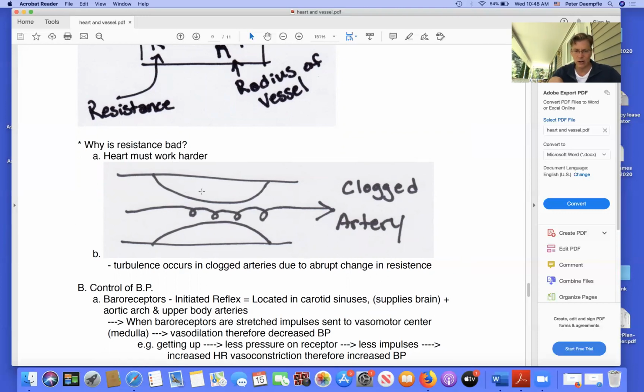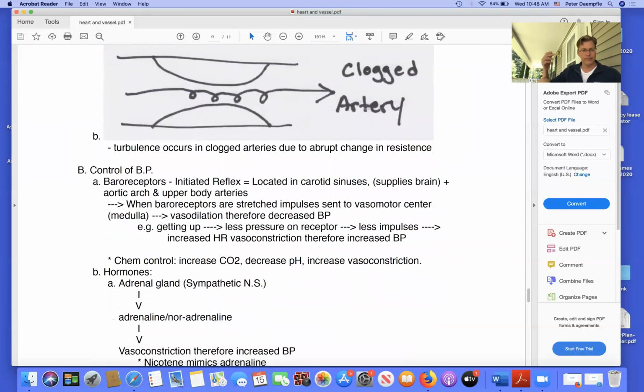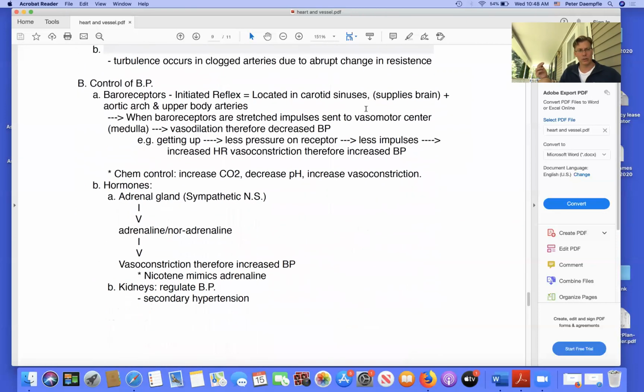So that is why clogged arteries are bad, and they happen as we get older. It's just natural. Low fat diet and exercise are all ways to fight it, but that is the big limiting factor for people. These clogged arteries can initiate clots. So that's dangerous. So let's talk about blood pressure overall.